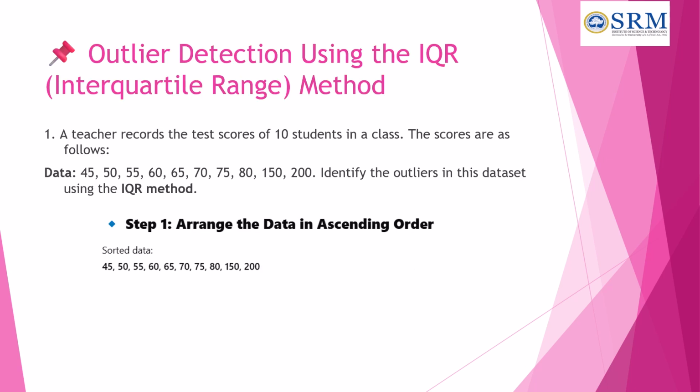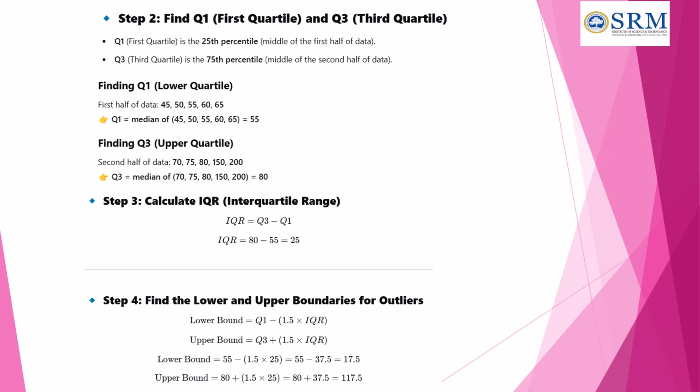To find outliers using the IQR method, we first arrange the data in order. For the given example, we get the order as 45, 50, 55, 60, 65, 70, 75, 80, 150 and 200. This is step 1. Then we find the first quartile Q1, which is the middle value of the lower half of the data, and it is 55. Next, we find the third quartile, that is the middle value of the upper half, which is 80.